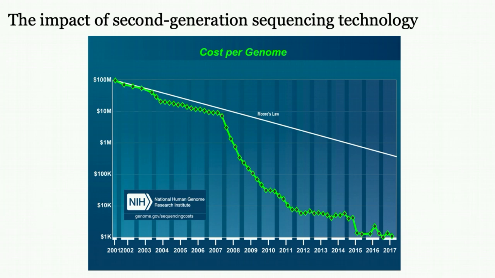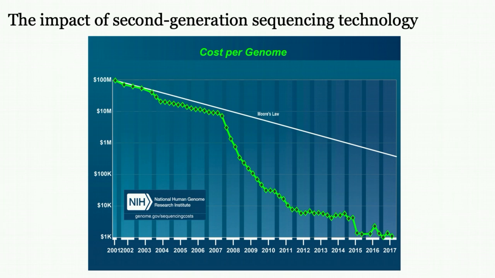Do you know why it increased in 2016? Yeah, good observation. Does the $1,000 sequencing include the analysis? No, no way. That's why bioinformatician is still a good career.